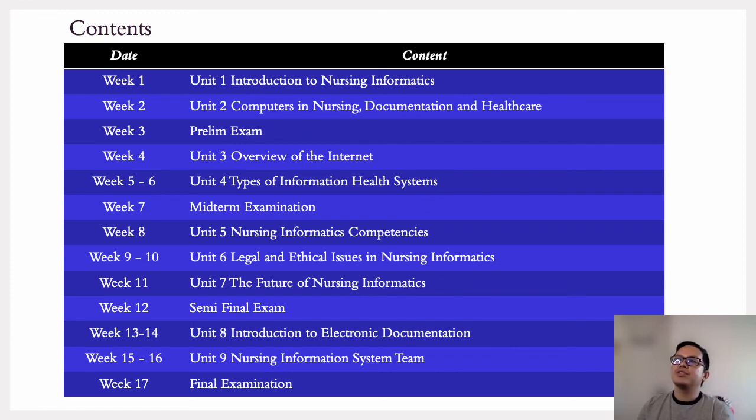Unit 7, the future of nursing informatics. So why I didn't put this as the last part, the future of nursing informatics, is because this one here talks about a new era of technologies, right? And they are now here. So that's why I put it in Unit 7.